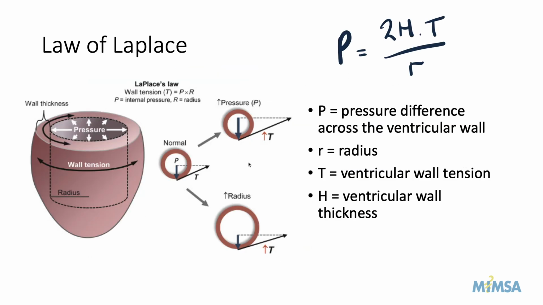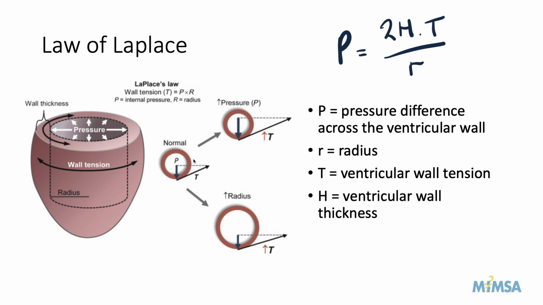So the uni loves having these random equations that you just need to explain. So the law of Laplace is basically the pressure difference across the ventricular wall is equal to 2 times the ventricular wall thickness times the ventricular wall tension. The wall tension is increased when the muscle actually contracts. So that's how you increase the wall tension.